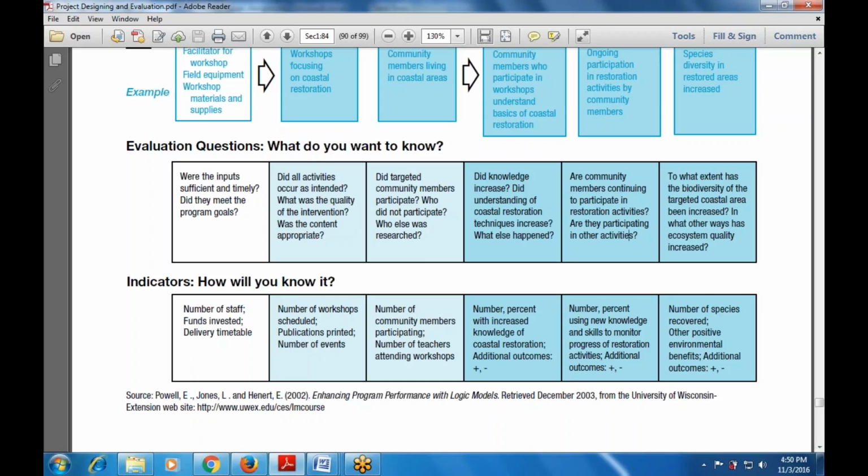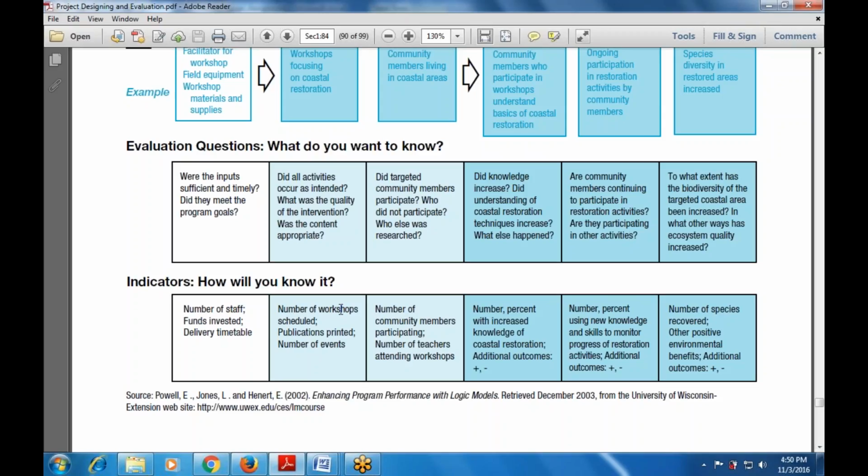The number of events, then the number of community members, whatever the number of community members that will be obtained with the recorded material. Whatever the data and material used with the recorded material will be fetched out with the knowledge of the coastal restoration.